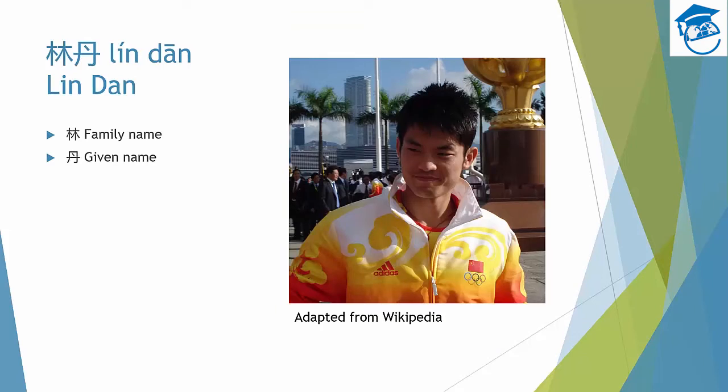So it is important for you to know which one is the family name and which one is the given name when you are trying to address people as Mr., because we always put the family name after Mr. Some Chinese names have their origin, like this one, Lin. Lin actually means forest. There is a story on how this surname came about.